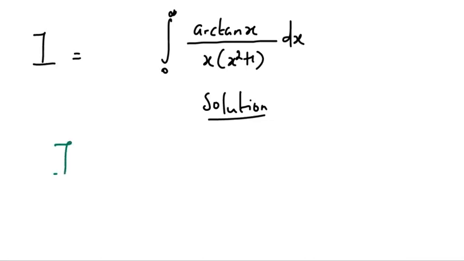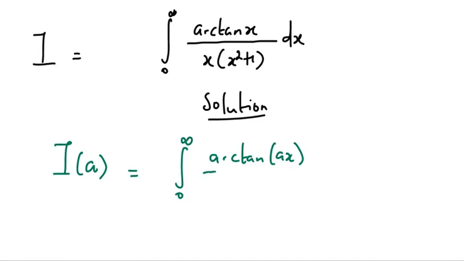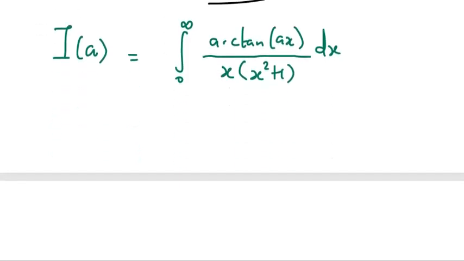So here, let us define the following function. I of a is going to be equal to the integral from 0 to infinity of arctangent of ax divided by x times (x squared plus 1) dx. Okay, that's cool. So we're going to differentiate with respect to a.